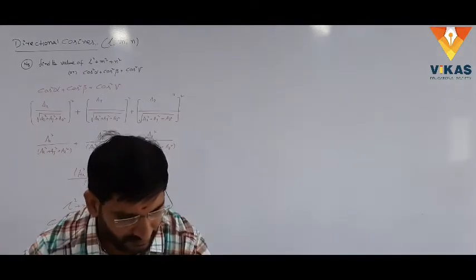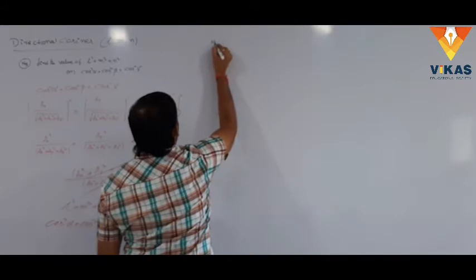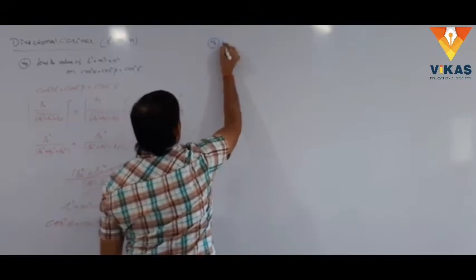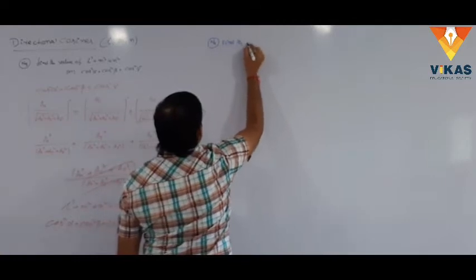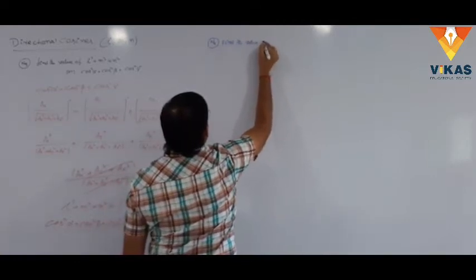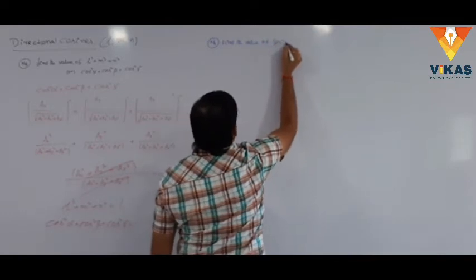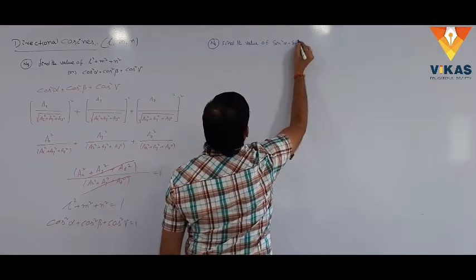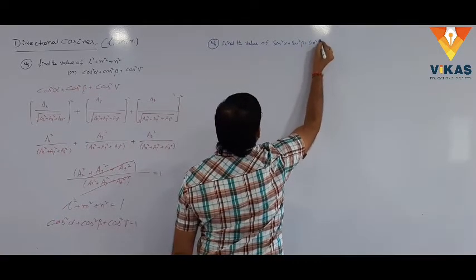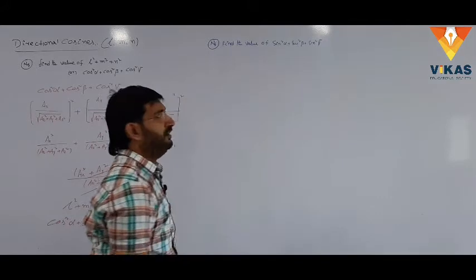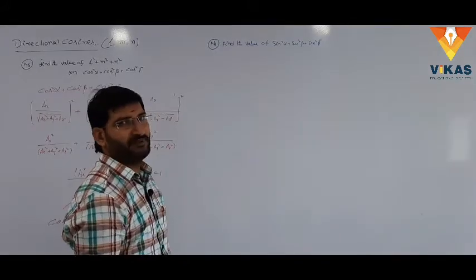Here, note 6, find the value of sin square alpha plus sin square beta plus sin square gamma. How to calculate the value of sin square alpha plus sin square beta plus sin square gamma?